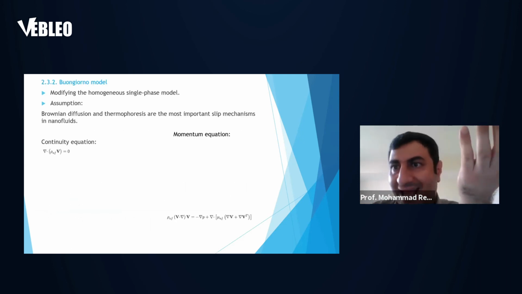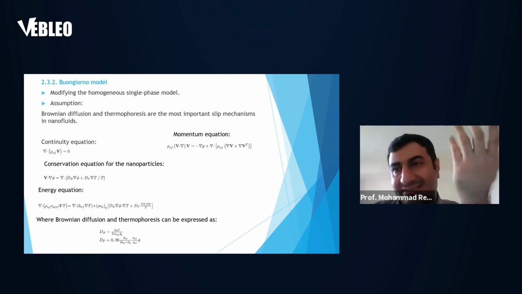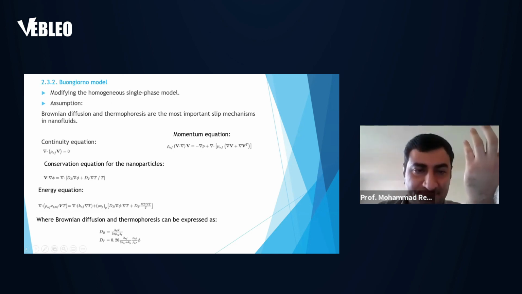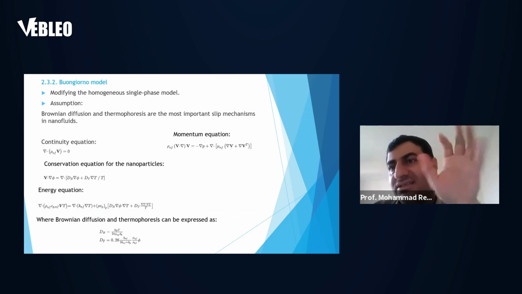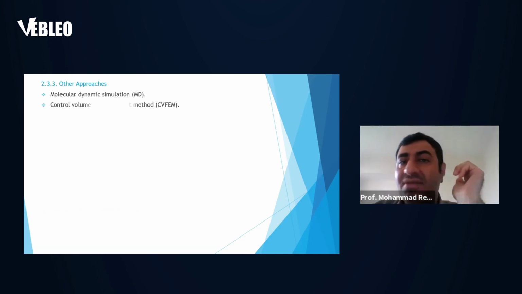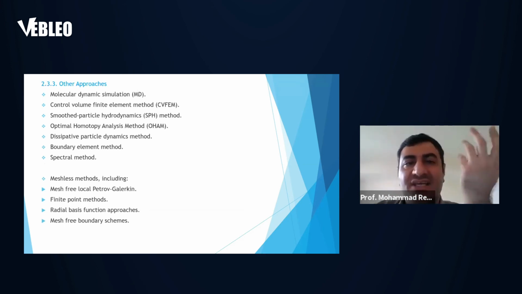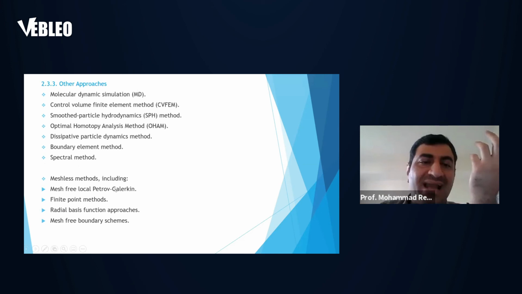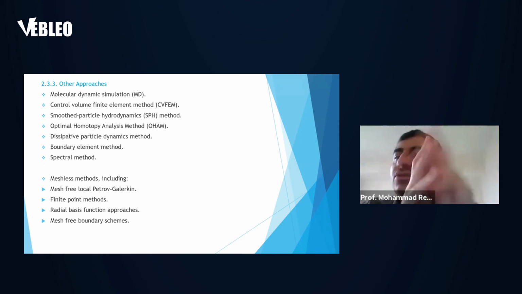Bongiorno method, developed by Professor Giuseppe Bongiorno at MIT. That is the single phase, for example, modeling by considering Brownian diffusion and thermophoresis, which are very important in nanofluid modeling. So the result of this modeling is much better than single phase modeling. And many other different methods like molecular dynamics, SPH, OHAM, HAM, CVFEM, or meshless methods like Petrov-Galerkin, finite POD methods, and many others that are normally used by mathematicians, not by engineers. Engineers normally use the single phase or two phase that I told you in detail.